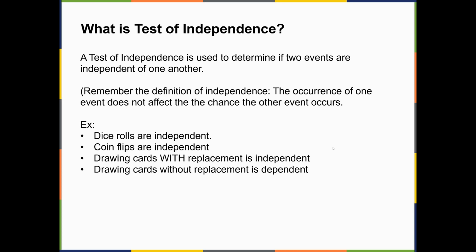So, for example, if you roll a dice, those dice rolls are independent. If you flip a coin, those coin flips are independent. If you draw a card from a deck and put it back in, then the draws are independent. But if you draw a card from a deck and keep it out, then those draws are dependent because that one card being missing changes the probabilities of other cards being drawn inside the deck.